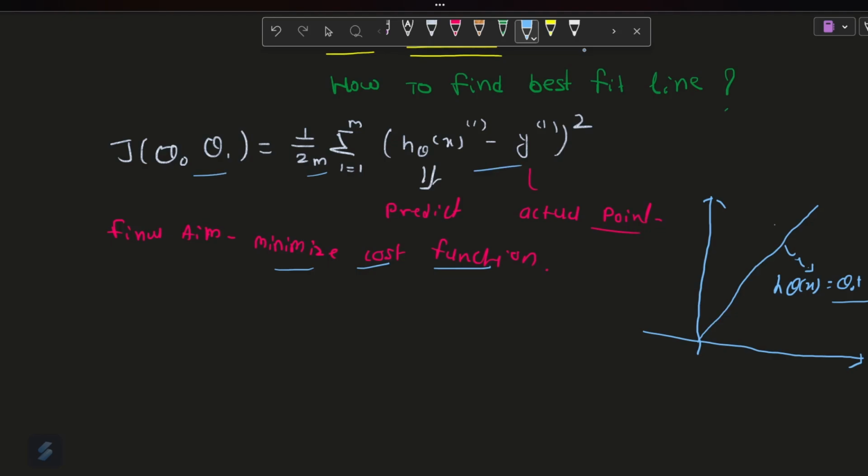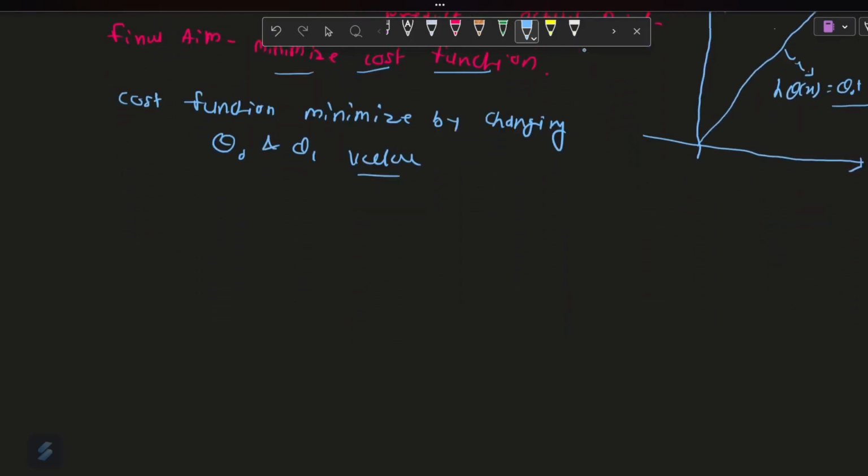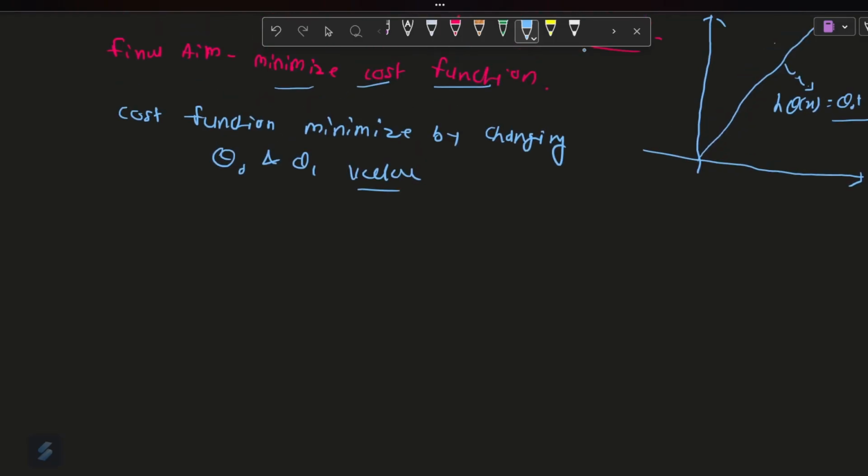So how do we minimize the cost function? We minimize the cost function by changing the theta 0 and theta 1 values. It means changing your intercept and slope to reduce or minimize the cost function. That is our aim, so let's understand it one by one.